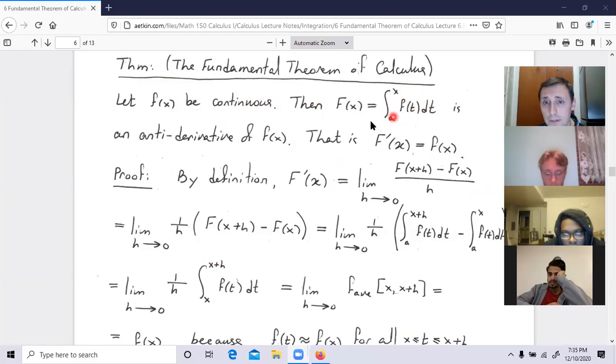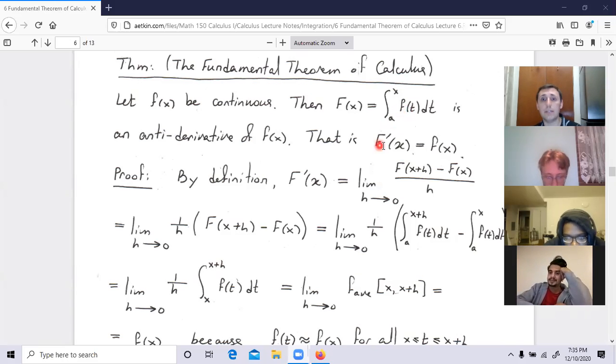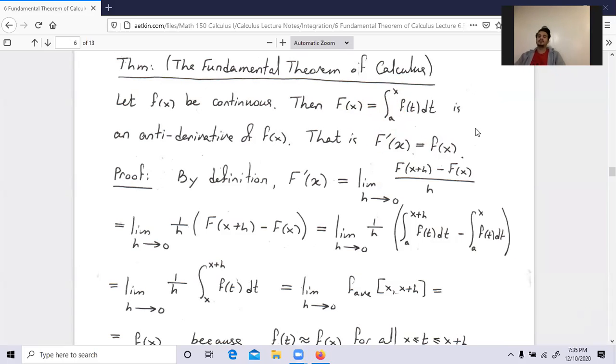So any continuous function has an antiderivative which can be expressed using this cake function, the cake area function, yes? So if I take the derivative of this capital F, I will get little f of x. Now let us examine why I know that to be the case.